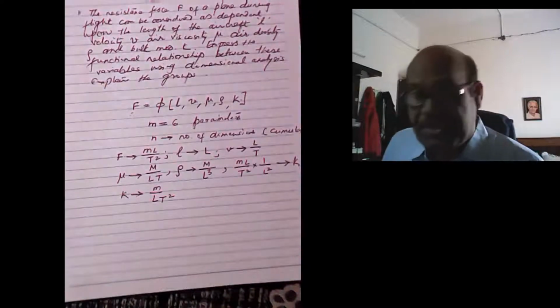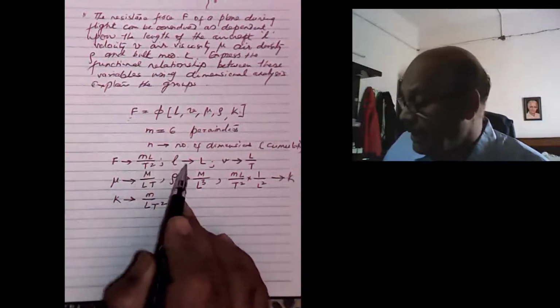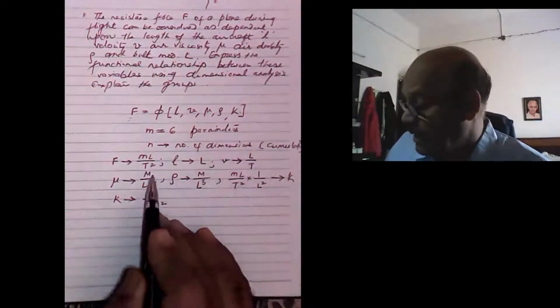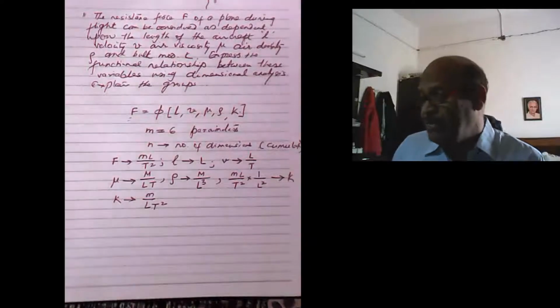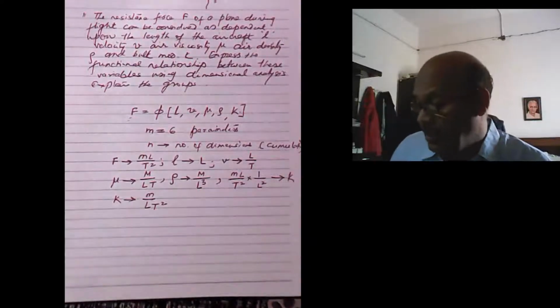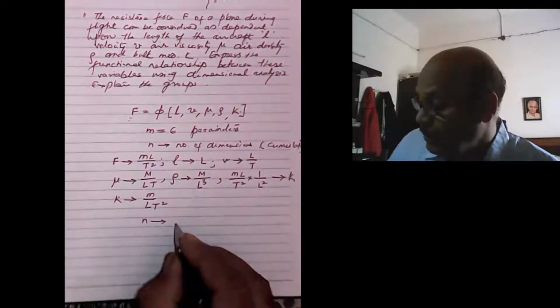So how many dimensions are involved in this relationship? Here we have MLT, L, L by T, M by LT, M by L cube, ML by T square. Everywhere you get either M, L or T, all three are involved. So n will be equal to 3.